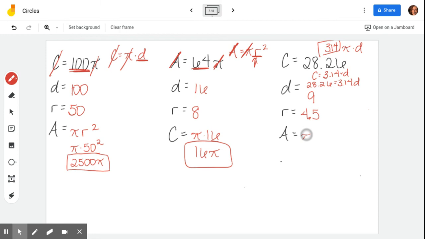Area, I take pi r squared. So that's 3.14 times 4.5 squared. So I'm going to do 4.5 times itself, then times 3.14. I get 63.585.